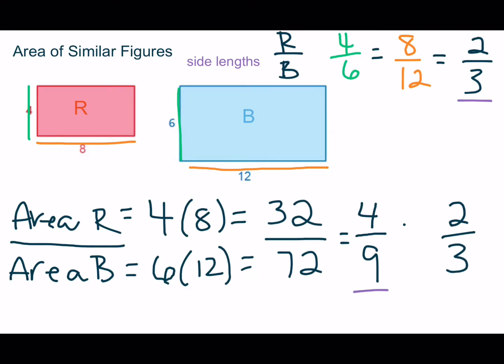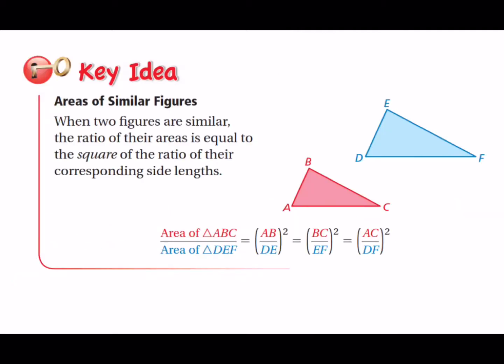What can you do to the 2 to make it become 4? Well, doing that same thing to the 3 will get you 9. And if you said square it, you are correct. So if I take 2 over 3 and square it, I will get 4 over 9. So the relationship for areas of similar figures, though not as obvious as the relationship for perimeter, but a relationship still exists, is that when two figures are similar, the ratio of their areas is equal to the square of the ratio of their corresponding side lengths.